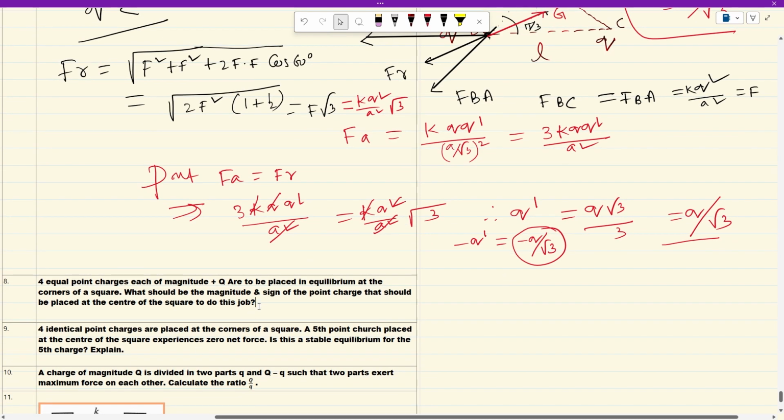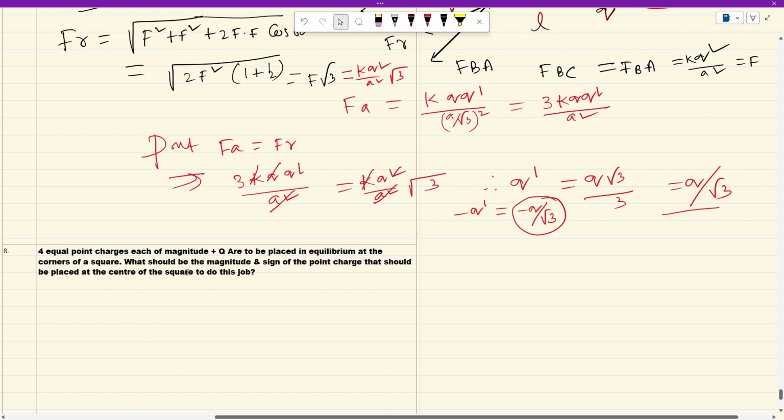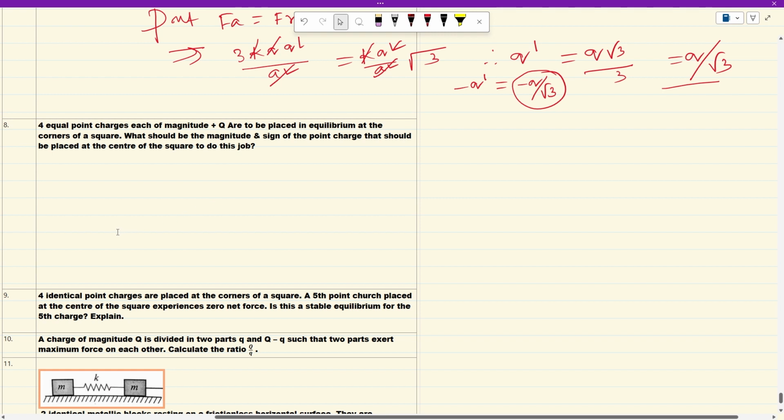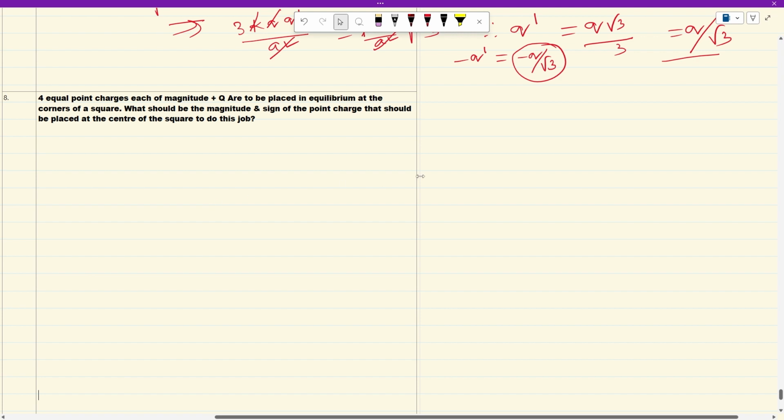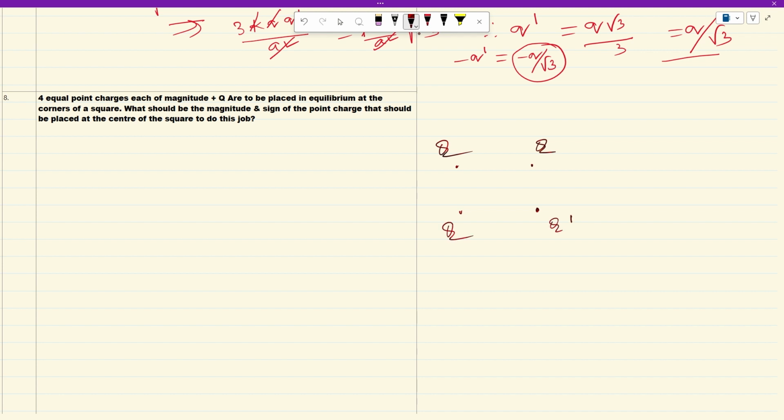Now the next question is: 4 equal point charges each of magnitude plus Q are to be placed in equilibrium at the corners of a square. What should be the magnitude and sign of the point charge that should be placed at the center of the square to do this job? The concept is like the previous sum: at the center of the square you have to keep another charge, like in the equilateral triangle we have considered. This is Q, this one Q, and this is also Q.